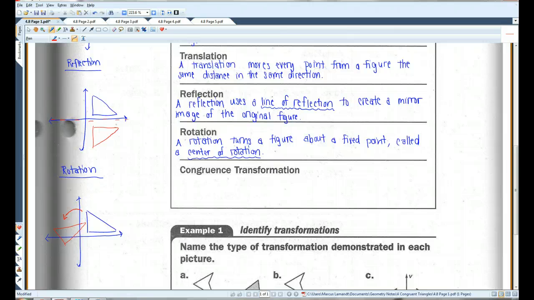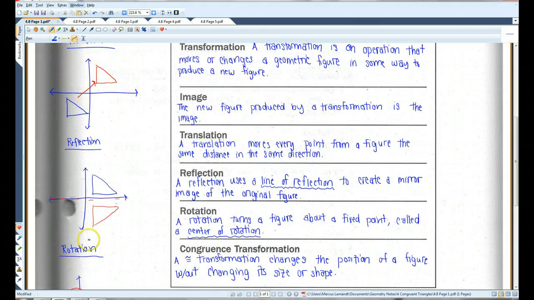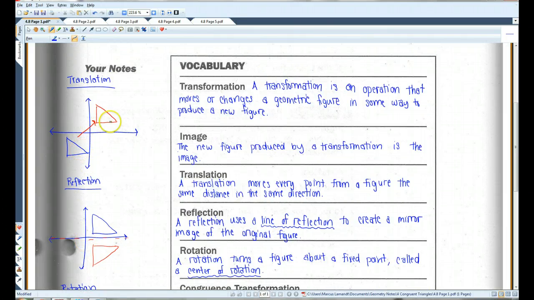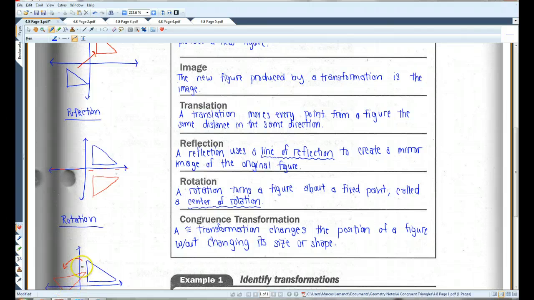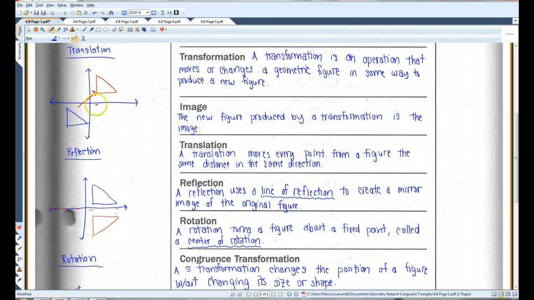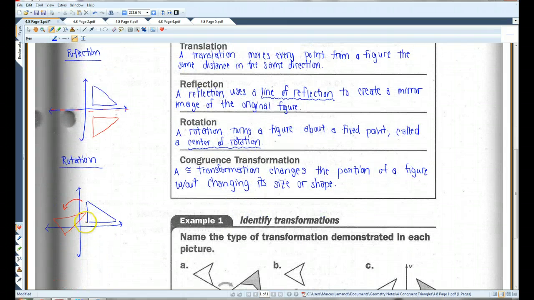A congruence transformation. A congruence transformation changes the position of a figure without changing its size or shape. Okay, so basically, all three of these are congruence transformations. Even though I move or reflect or rotate a given figure, its image is congruent to the original figure. This is congruent to this. This is congruent to this. These two triangles are congruent. I moved it, but I didn't change its size or its shape. Okay, that's a congruence transformation.